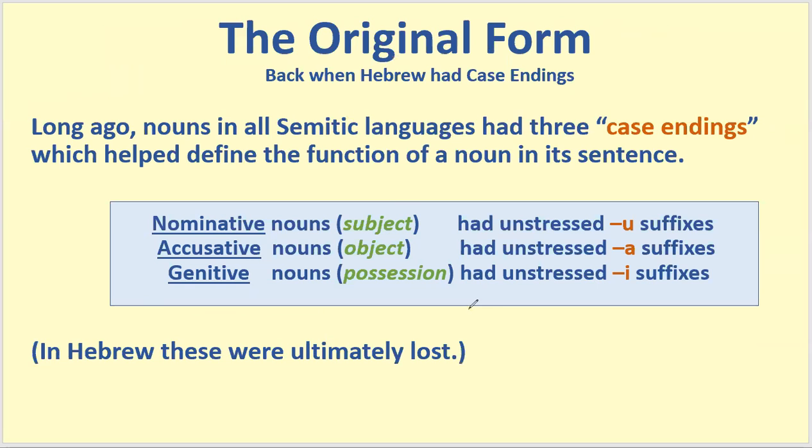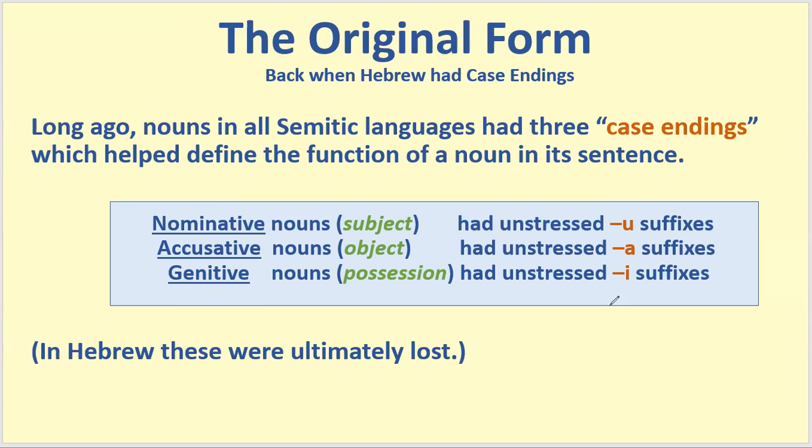Long ago, nouns in Semitic languages had case endings, three of them. If you know anything about cases, they tell you about how a noun functions in a sentence. Here are a few of them. The nominative case is essentially the subject of a sentence. The accusative case is the object of the sentence. It receives the action of the verb that the subject is doing. There's also a genitive suffix, which usually shows possession. If something belongs to me, then it is a genitive relationship between me and that thing.